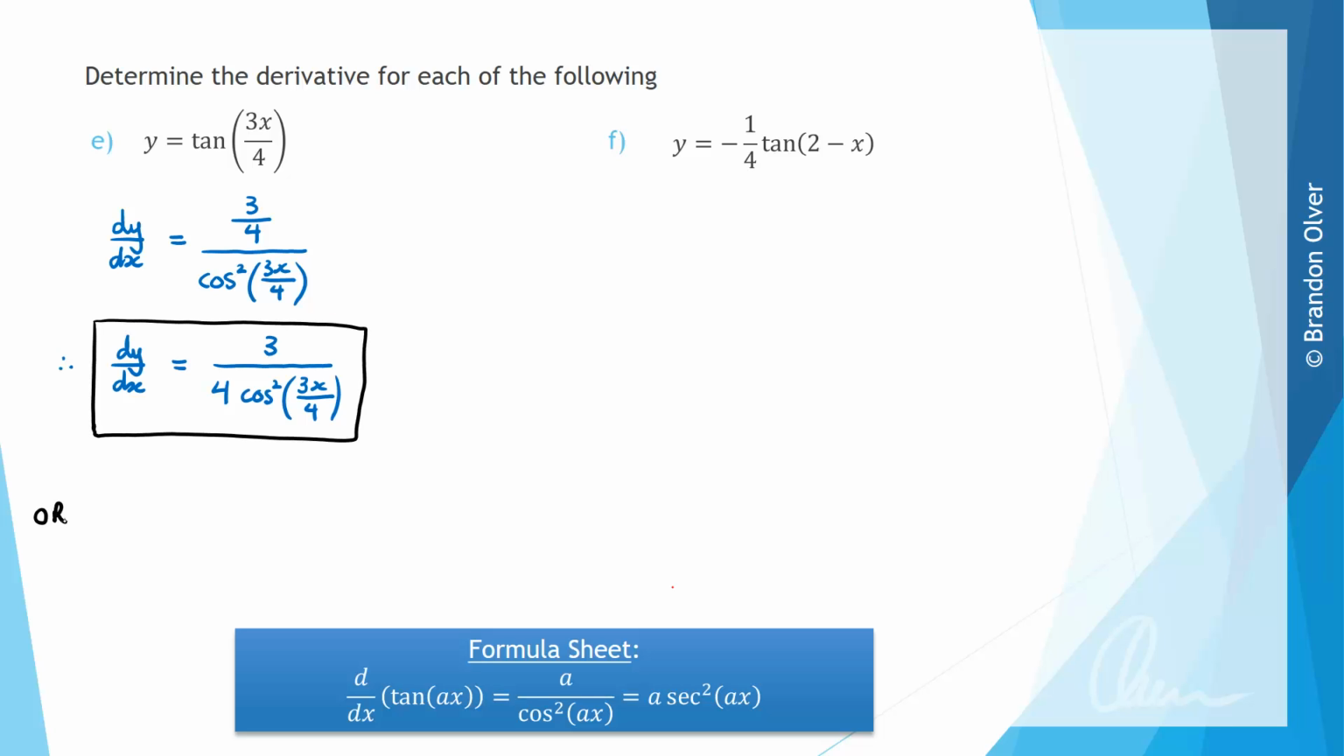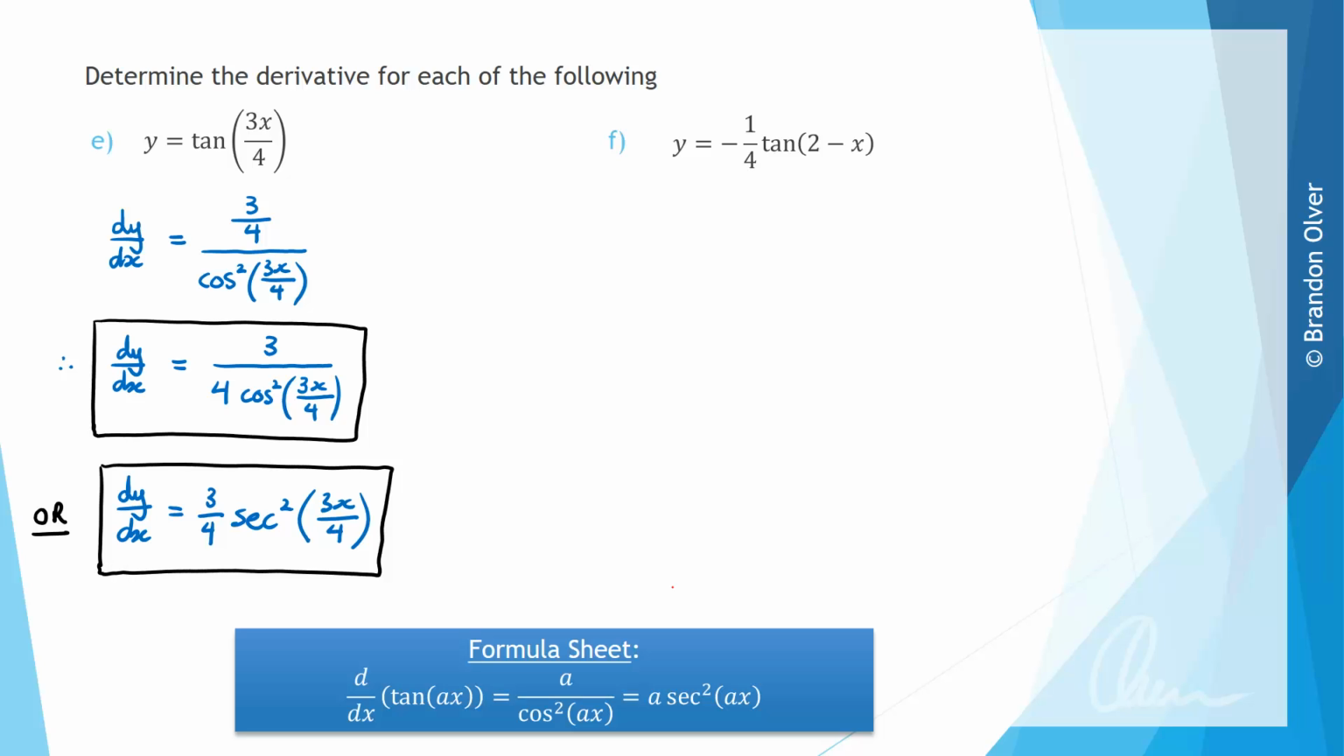And an equivalent way that we could express it would be that dy dx, the derivative, is equal to a sec squared of ax. So the a value is 3 over 4 times sec squared of 3x over 4. So that's another equally correct way that we could express the derivative.